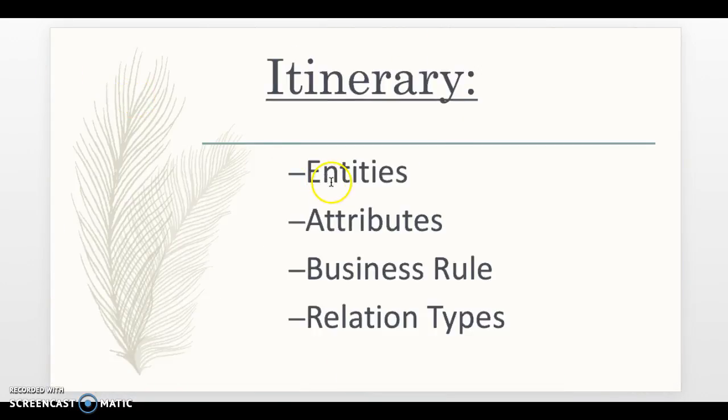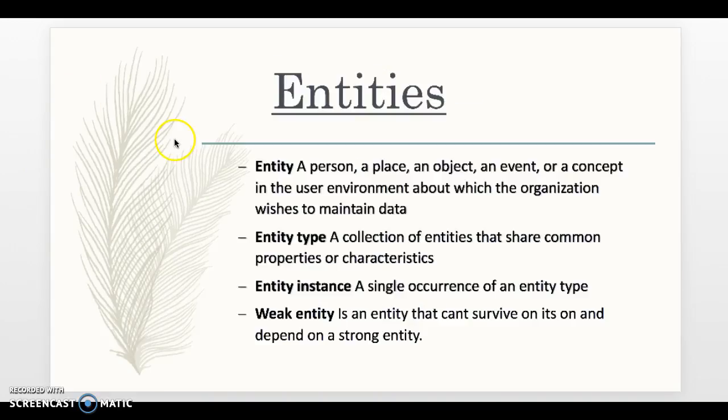Today's topics are entities, attributes, business rules, and relationship types. Moving on, entities are a person, place, object, event, or concept. An entity type is a collection of entities that share common properties or characteristics. An entity instance is a single occurrence of an entity type.